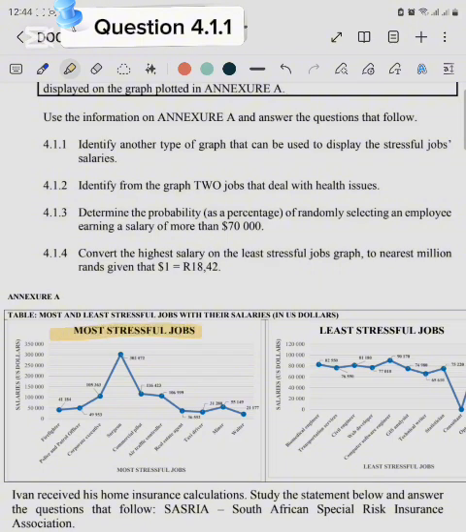How else could we display the data? And with that, I would have accepted if you had said a pie chart, although more correct and more preferred would have been to say a bar graph. So that's really what we're looking for.